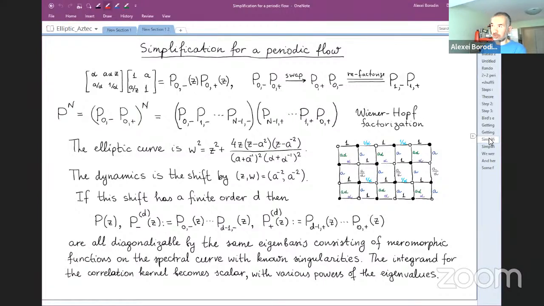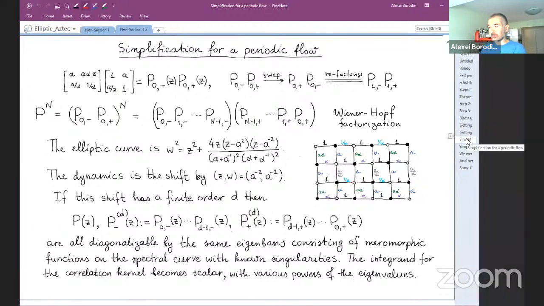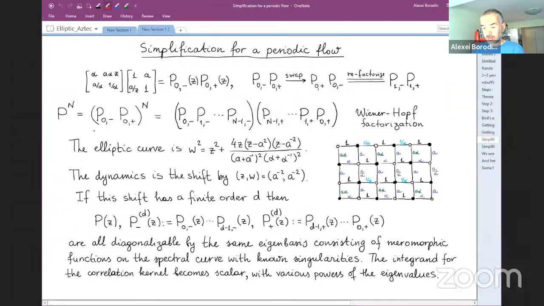The only problem is that this information that one gets, the linearization of the flow and the expression of the flow in terms of theta functions, needs to be reinserted into the description of the correlation on the Aztec diamond. And if you remember the factorization of the matrix that I had there, there was this power raised to the power n, and then in the end, it got split into two pieces, each of which had many factors.